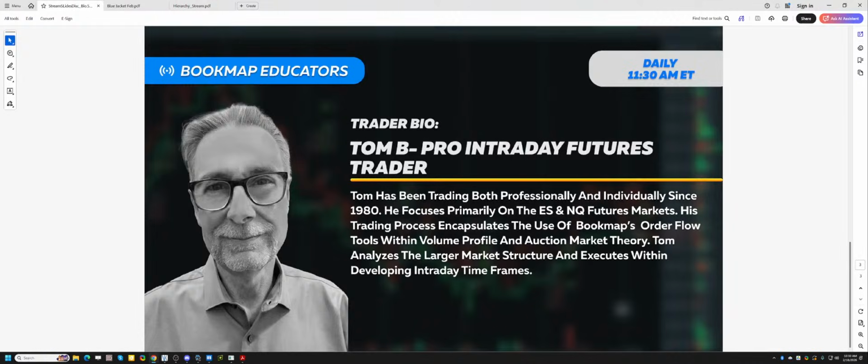This stream's about integrating Bookmap order flow tools with auction market theory, using the volume profile as a chassis to overlay structured trades in the intraday developing time frame. This is day trading. Now, the thing to understand with day trading is that internally, inside the market, it is continually rotating over itself.